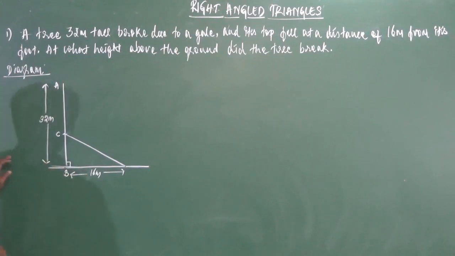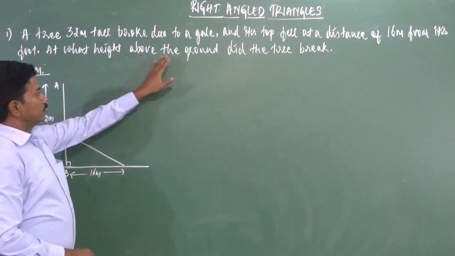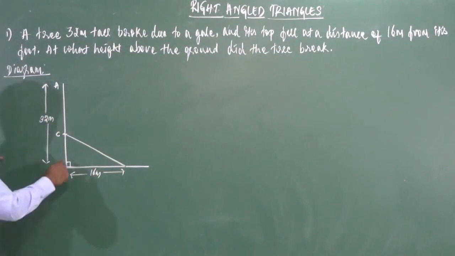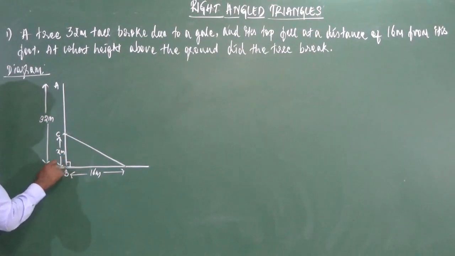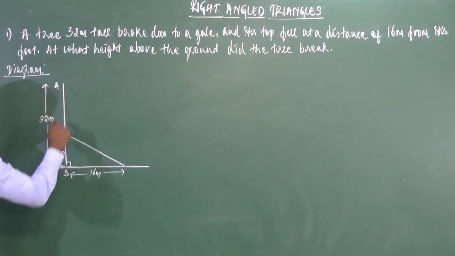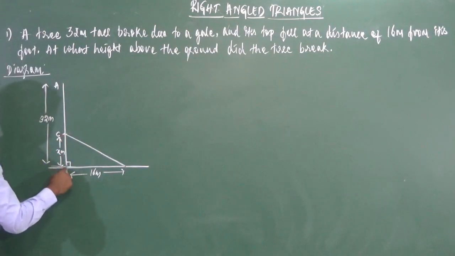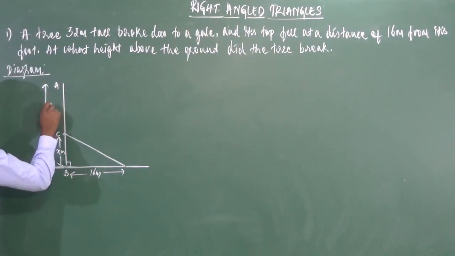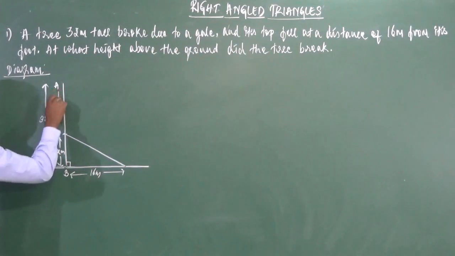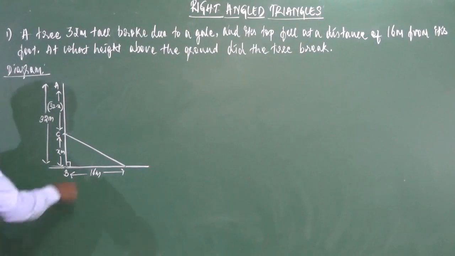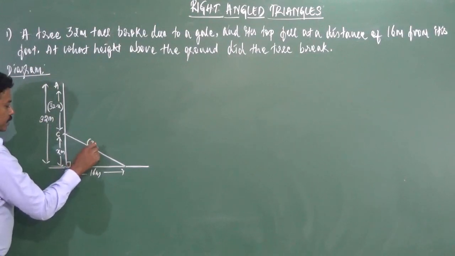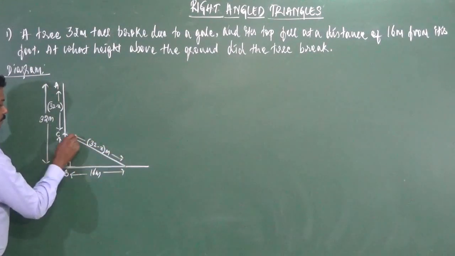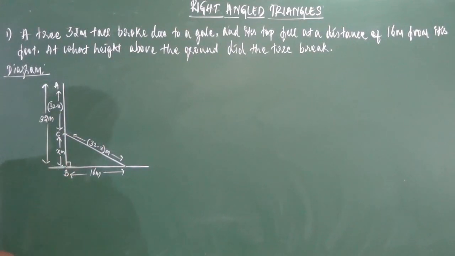Here we have to find out at what height above the ground the tree broke. So from the ground, at what point did the tree break? That is what we have to find out. Let us take it as x meters. If this entire thing is 32 meters and this is x meters, then AC will be 32 minus x meters. As this part of the tree is broken and has fallen here, this part will be 32 minus x meters. So here you have to mention whatever you have done in the diagram.